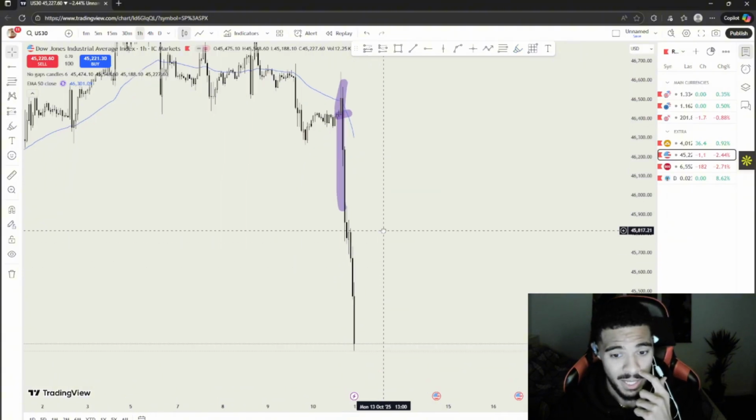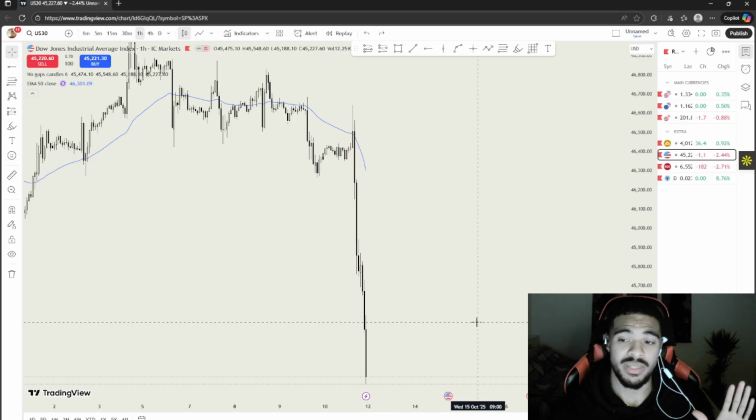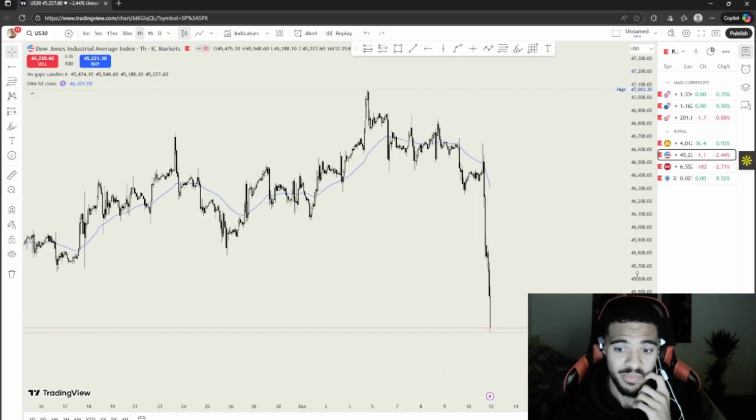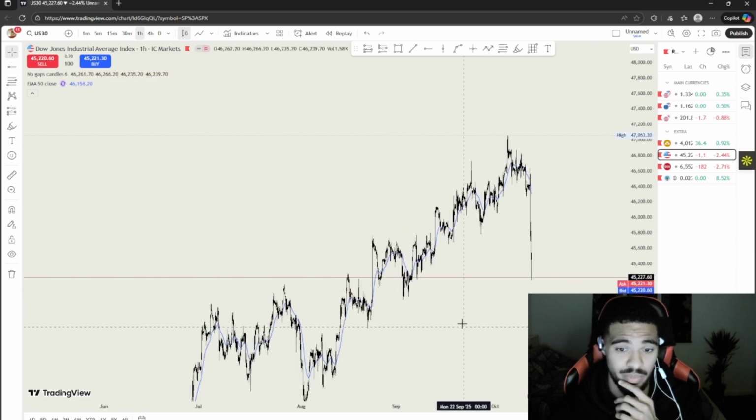So I have zero idea what's happening with the indices at the minute, so I'm not going to give my opinion on what I think is going to happen with price. I'll need to do a lot more research. Like I say, this drop is massive.